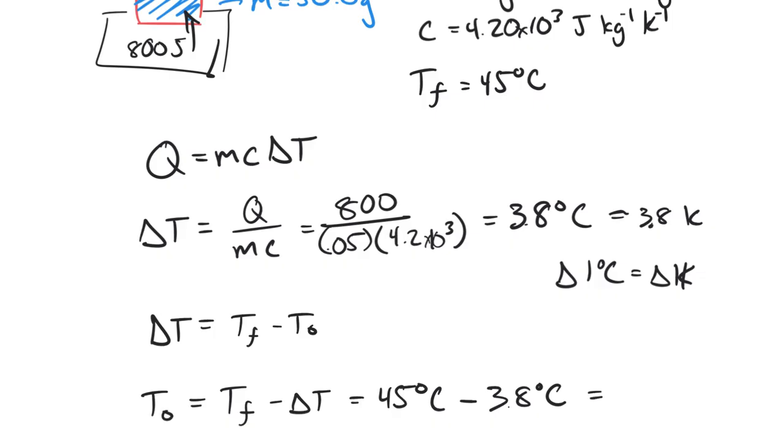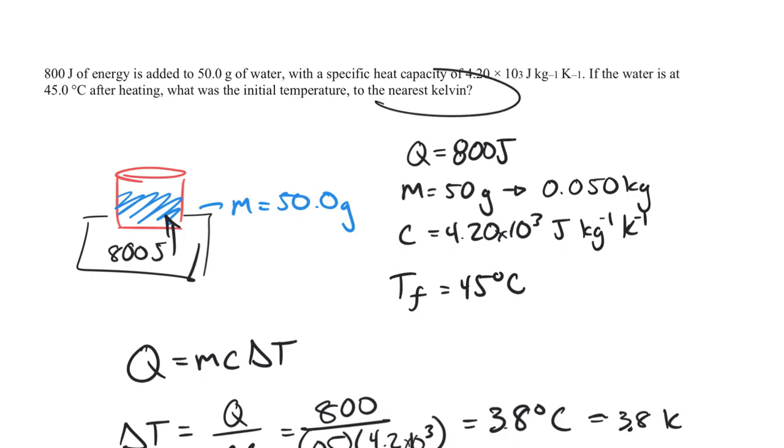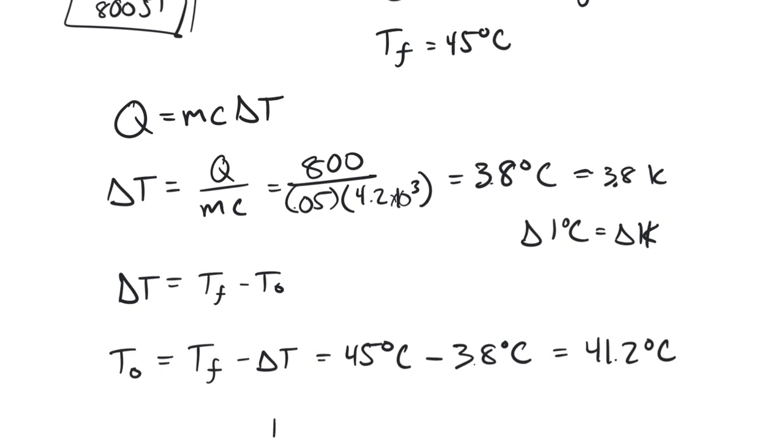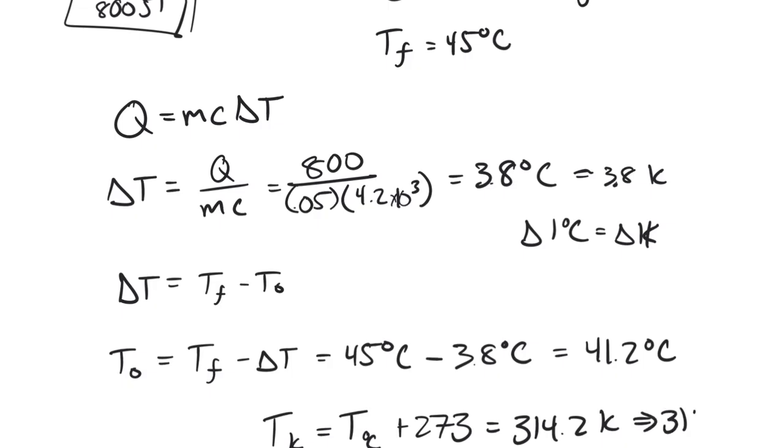So my initial temperature would simply be 41.2 degrees Celsius. And then the question asks for it to the nearest Kelvin. So my temperature in Kelvin is going to equal my temperature in degrees Celsius plus 273. So I'm going to get 314.2 Kelvin, which I would then round to 314 Kelvin. And that's going to be my final answer.